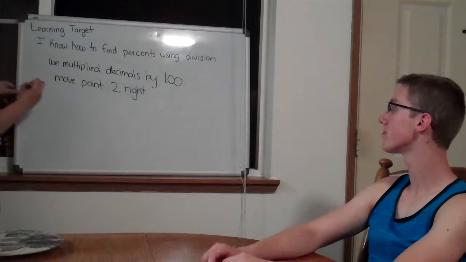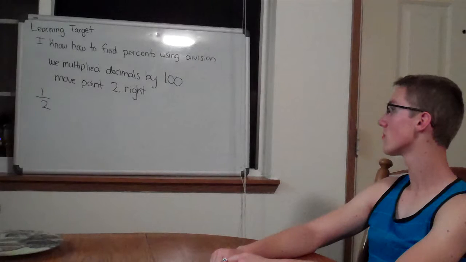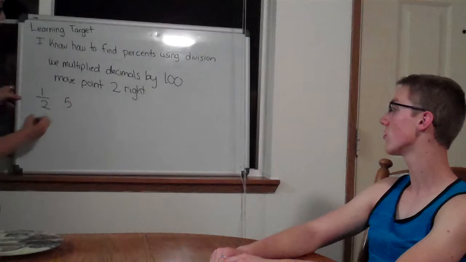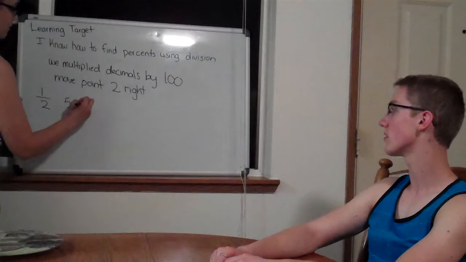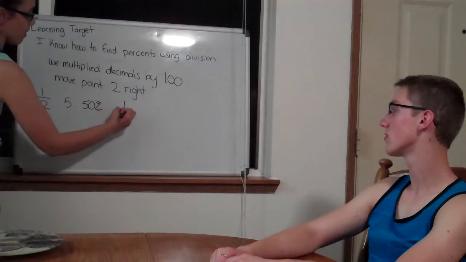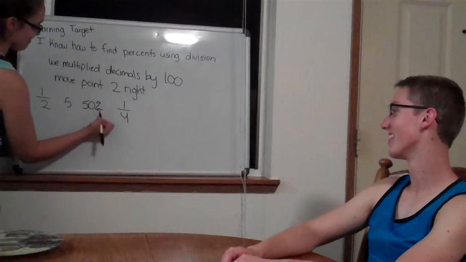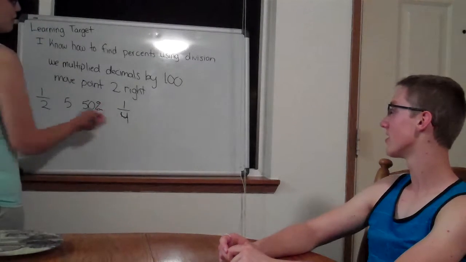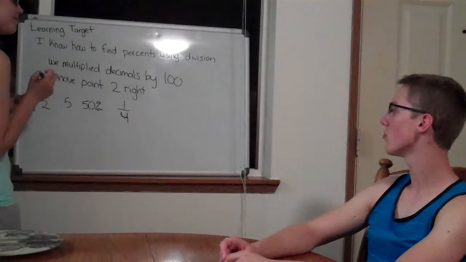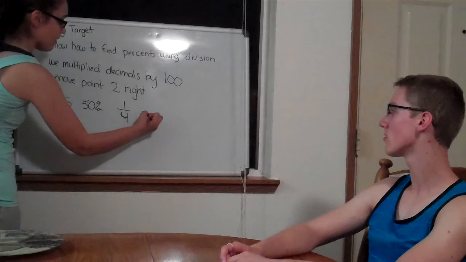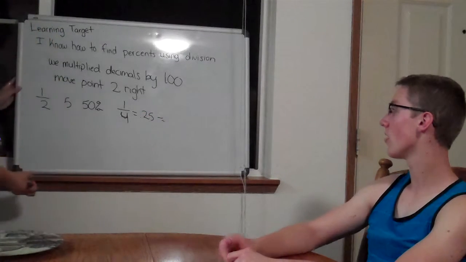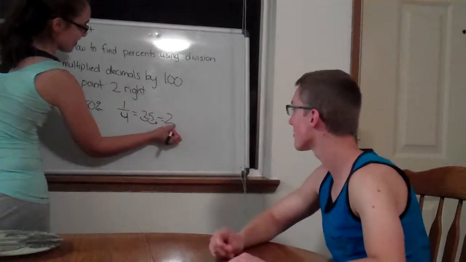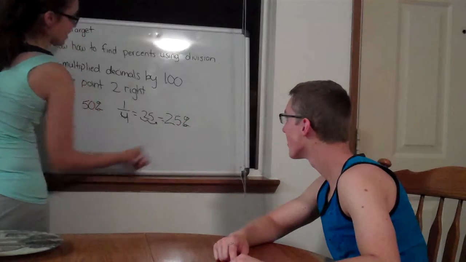So if we had 1/2, what decimal would 1/2 be? It's 0.5. And then what would the percent be? It's 50%. What about 1/4? What would the decimal be for 1/4? 0.25. And then what would the percent be? If we move the decimal point 1, 2, and then the percent sign. 25%.